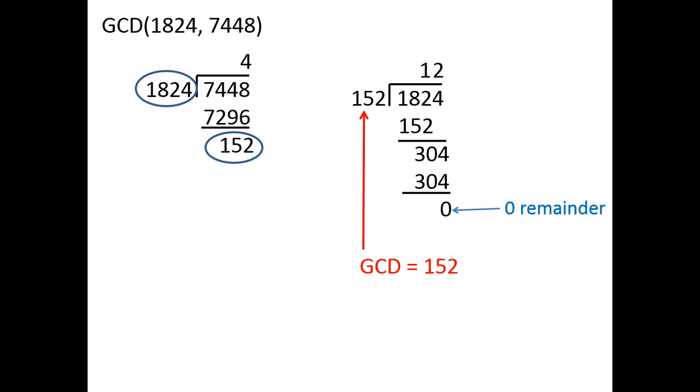Now what would we have done if the remainder had not been 0? It would not have been a problem. We would have continued the process. We would have taken the remainder, which wasn't a 0, and the last divisor, which was 152, and we would have continued the division process. And you do that until you have a remainder of 0. Once you have a remainder of 0, the last number you divided by is your greatest common divisor.